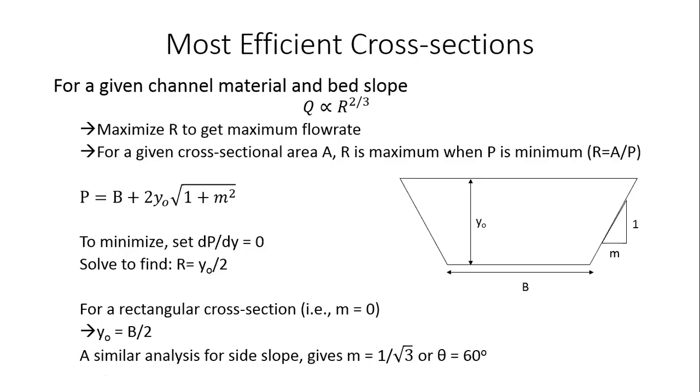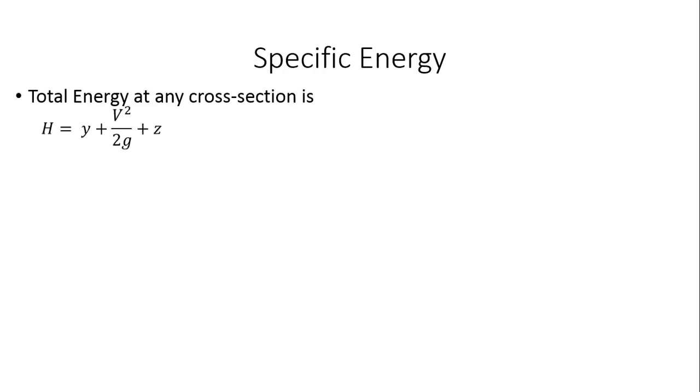Okay, all right. So the next topic we're going to talk about is this idea of what is called specific energy. Now, if you remember the total energy at any cross section, we have already defined it as capital H equal to y plus v square by 2g plus z. So this is the total energy. This we have seen even in the case of pipe flow, right?